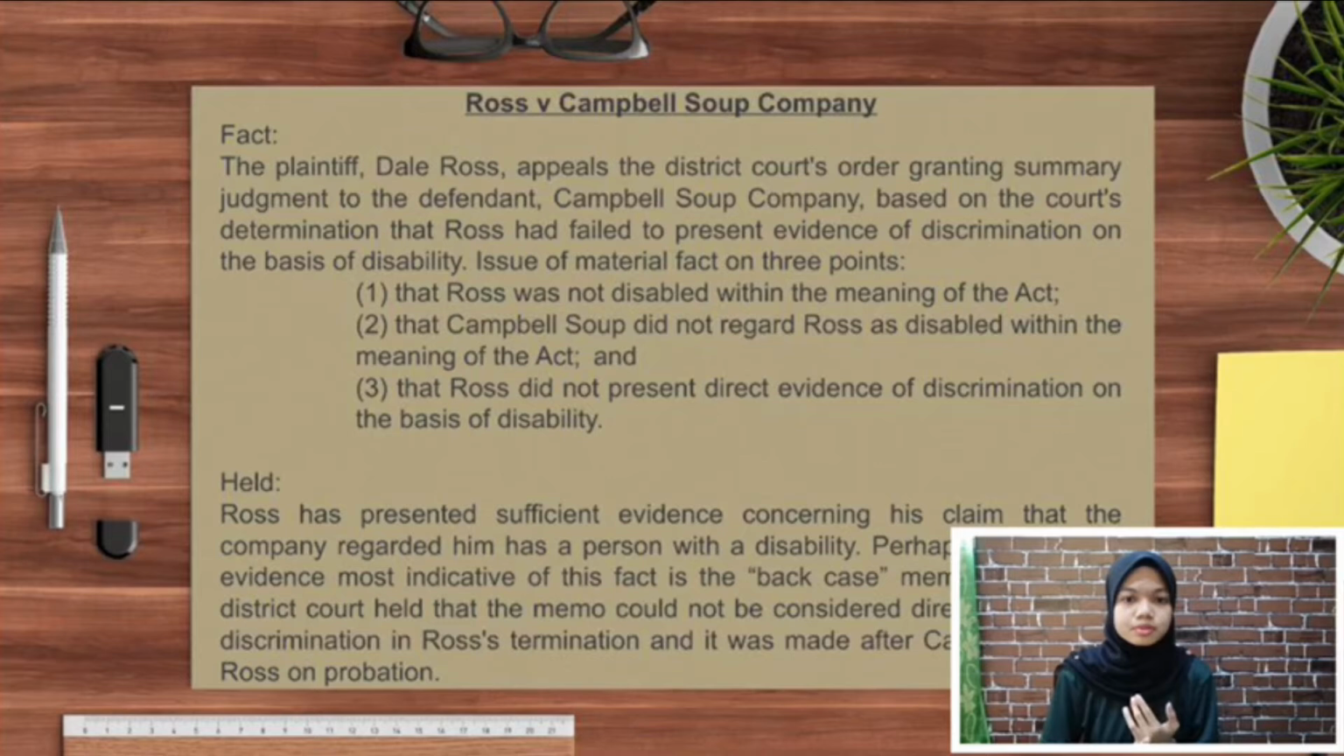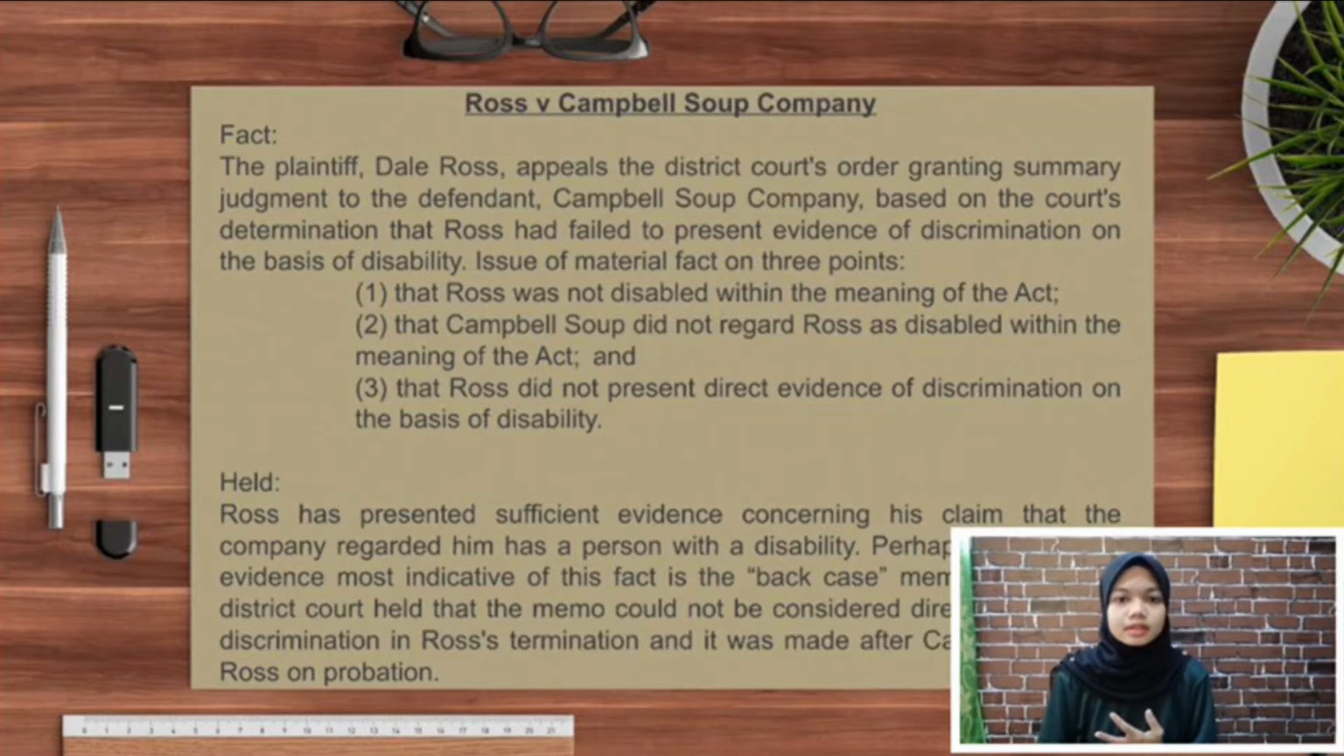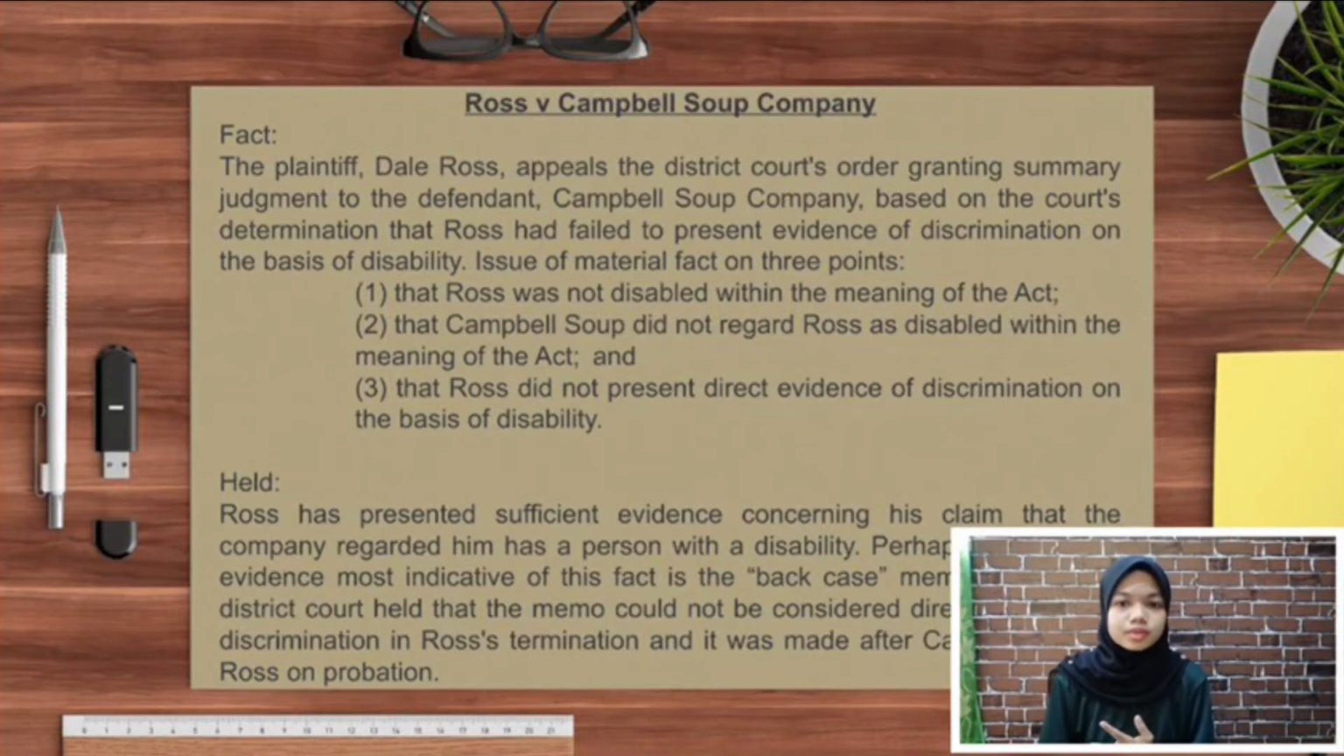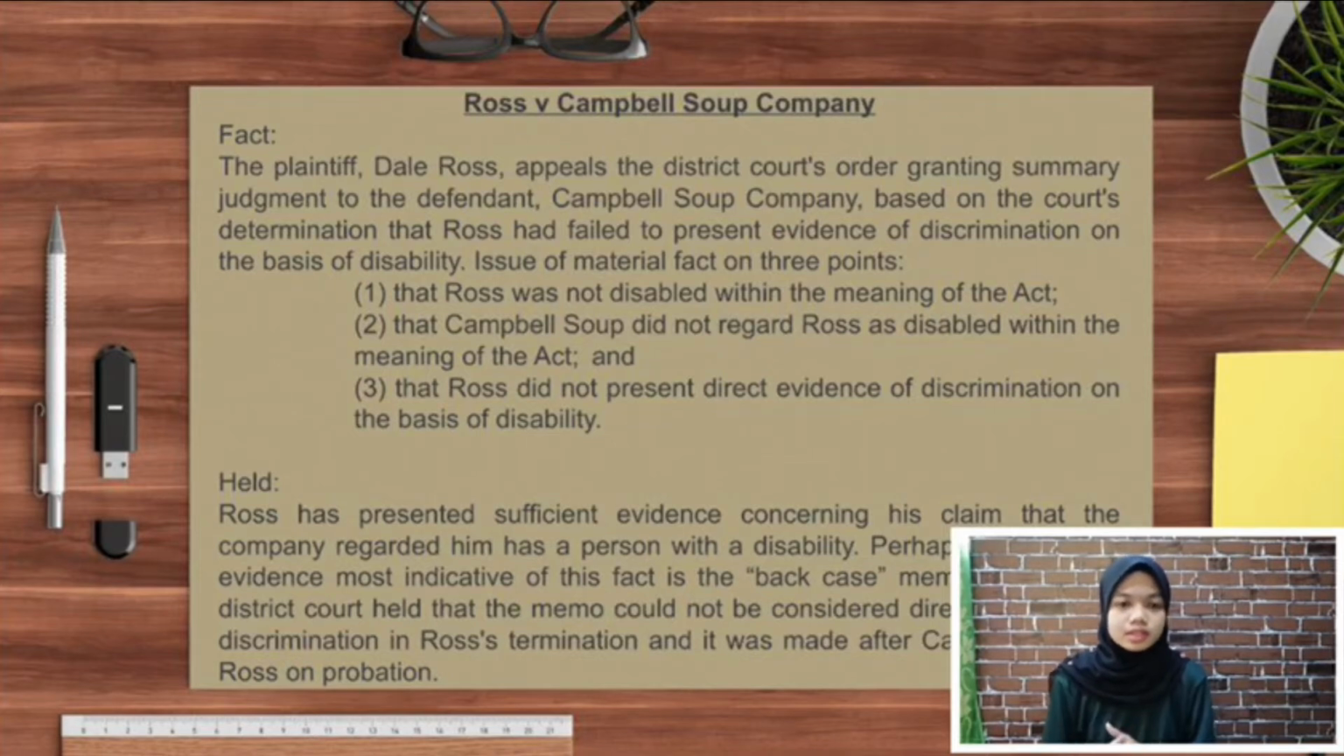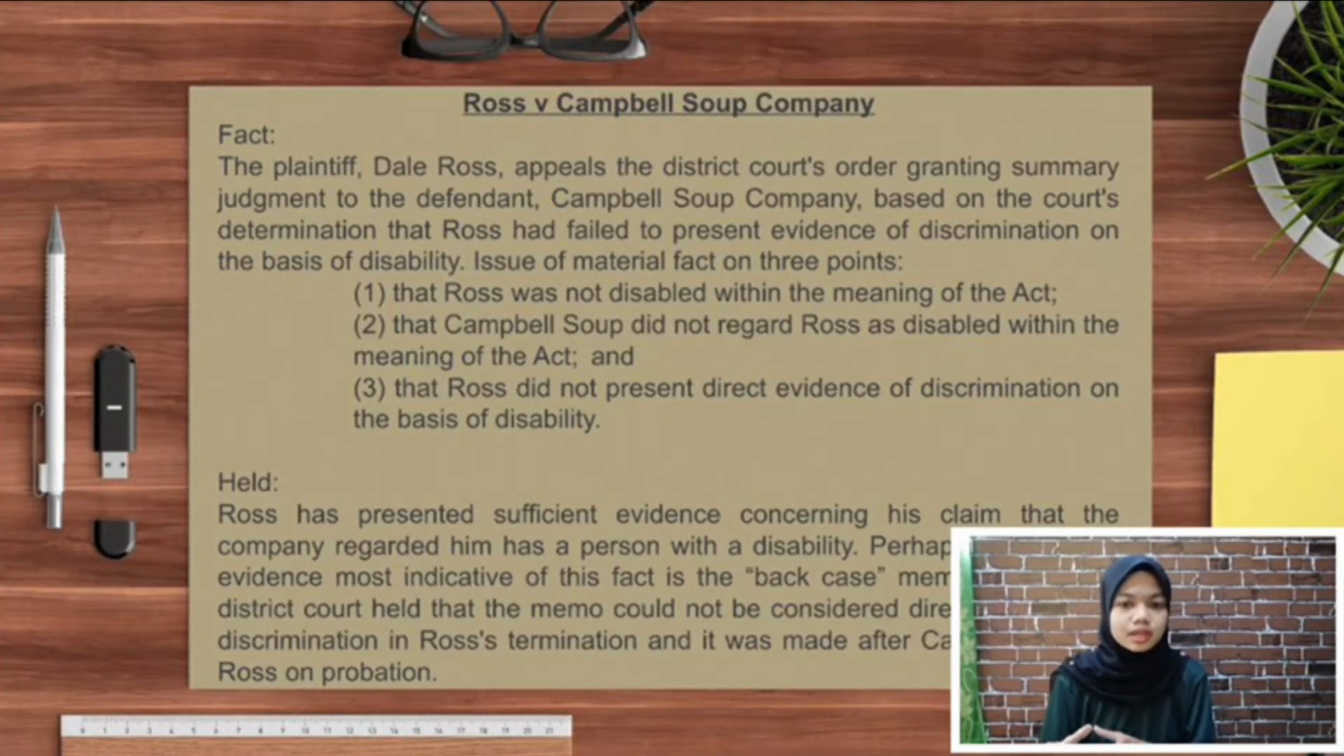First is that Rose was not disabled within the meaning of the act, and then the second one is that Champer Soap did not regard Rose as disabled within the meaning of the act, and that Rose did not present direct evidence of discrimination on the basis of disability. So in this case, it held Rose has presented sufficient evidence concerning his claim that the company regarded him as a person with a disability.